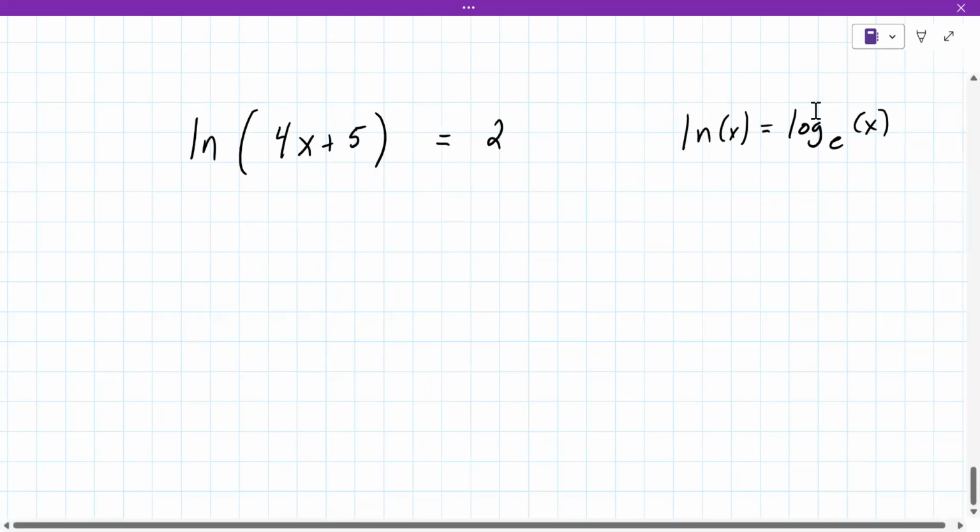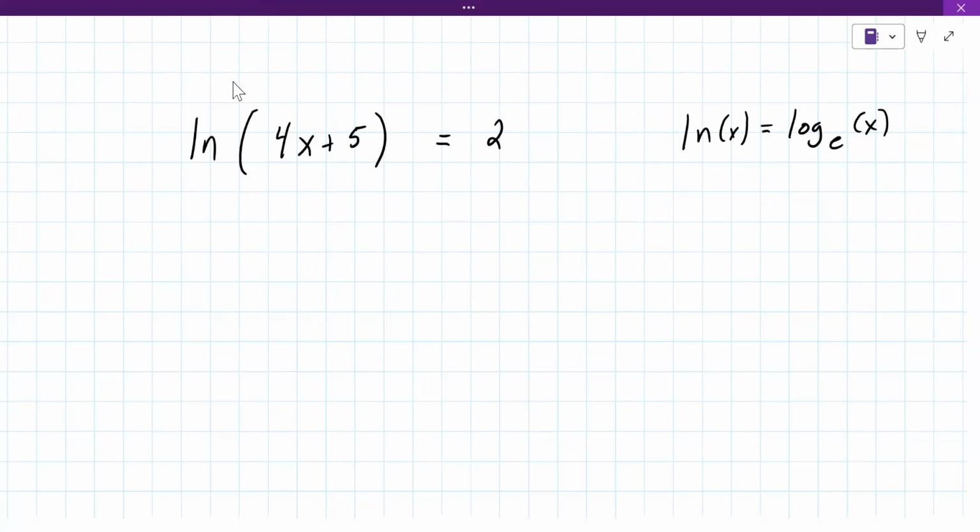So how do you undo log base e? What's the base in this case? It's e. So on both sides here, you're going to write an e. So on the left, it undoes the ln. It becomes just 4x plus 5. On the right, it's e squared. And it's like, well, what is e squared? Well, e squared is a number. We're going to use the calculator maybe for it.